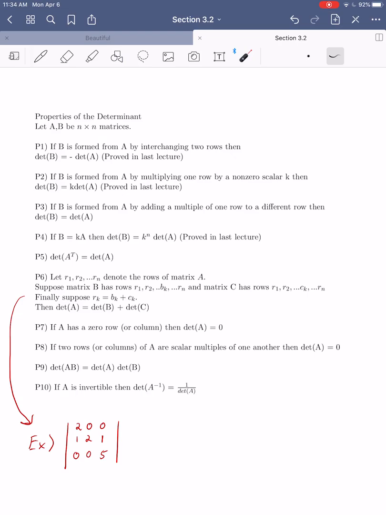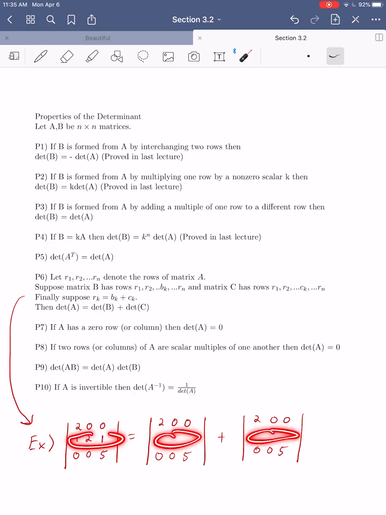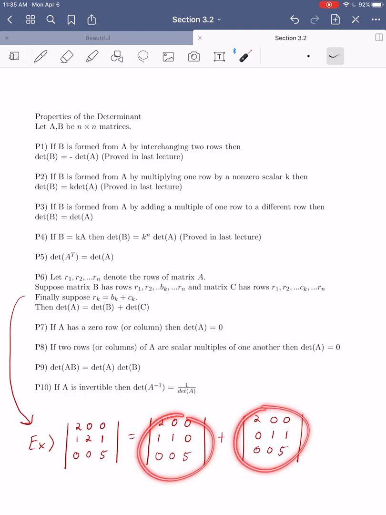What property 6 is saying is that you can split this into a sum of two determinants. Let's say you leave row 1 alone, so 2, 0, 0, and you leave row 3 alone, 0, 0, 5. And you do the same thing over here. Then this will be true if you choose two rows here and here that sum up to this. So I could choose, for example, 1, 1, 0 and 0, 1, 1, because 1, 1, 0 plus 0, 1, 1 adds up to 1, 2, 1. And then this property tells me that this determinant is equal to the sum of these two determinants.